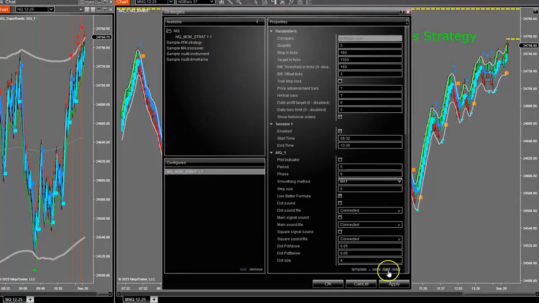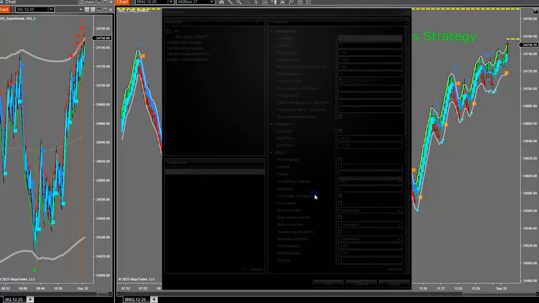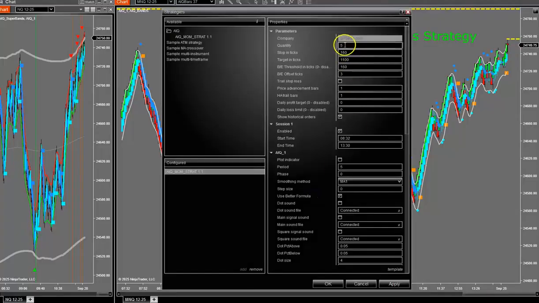I'll set it up for one of my templates. So I'll go to load, I'll load up one of my templates. Voila, I'm all ready to go. I've got my quantity, my stop, my target, my break-even threshold, and the time of day window when I'm willing to take trades that I can toggle on or off. I have my daily profit objective or loss if I want to put in that. I can turn on the trail stop mechanism or not. I do have a break-even threshold set in place.